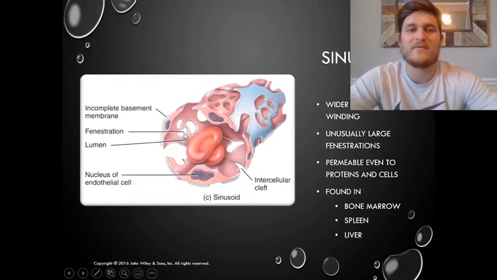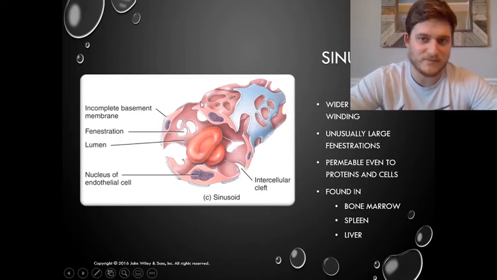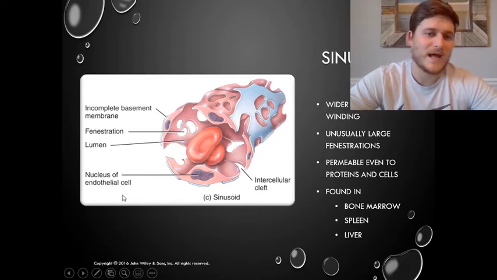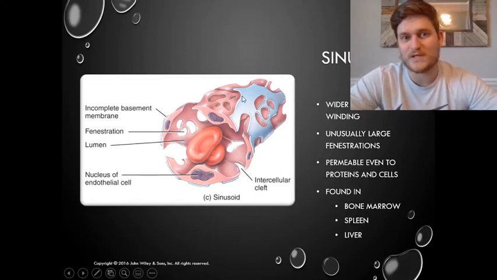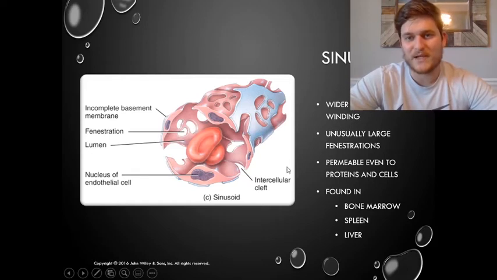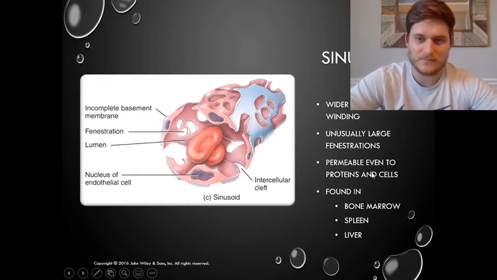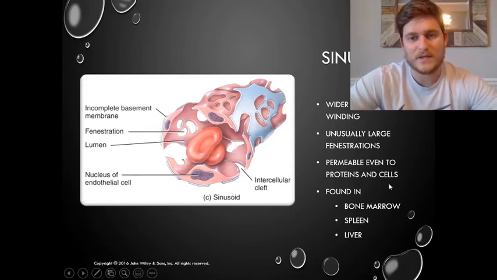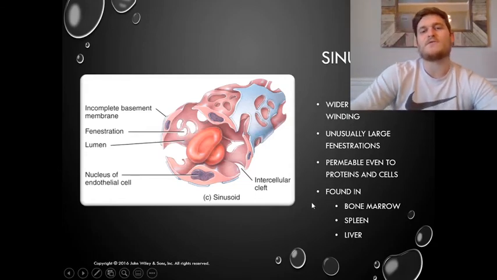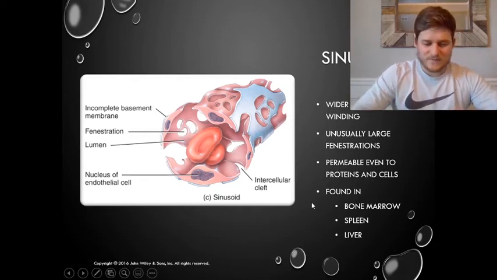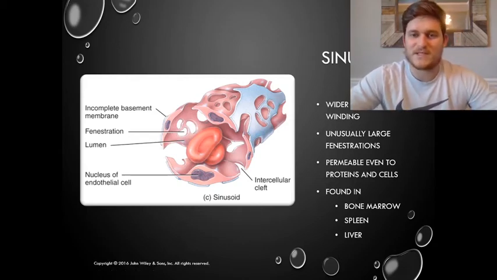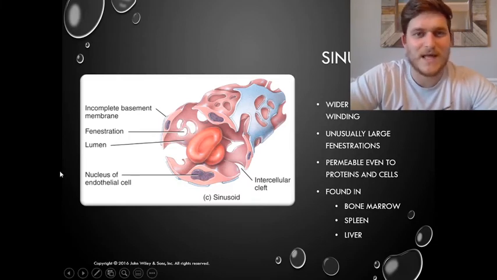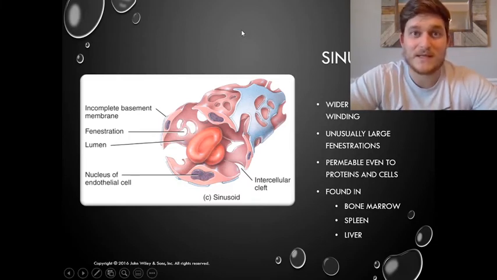Sinusoids are going to have very large fenestrations and very large pores to allow for much bigger materials to be transported between the body and the bloodstream. So it's permeable to bigger things like proteins and even cells. A lot of places in the body that have to do with either production of cells or recycling of certain materials, such as the bone marrow, the spleen, and the liver, you're going to see a lot more of these types of capillaries in these locations.